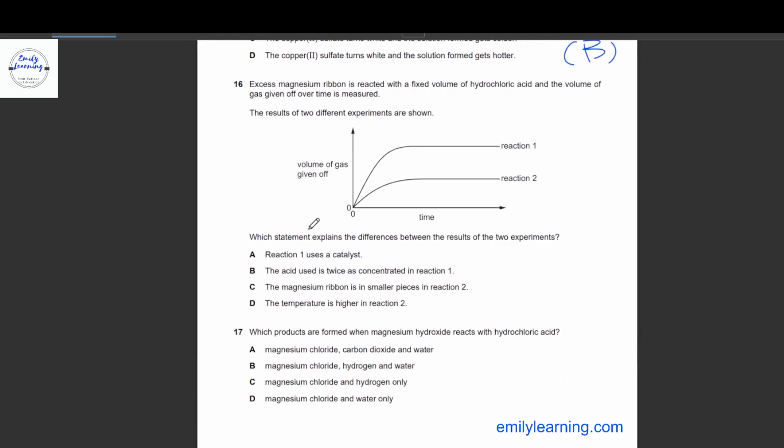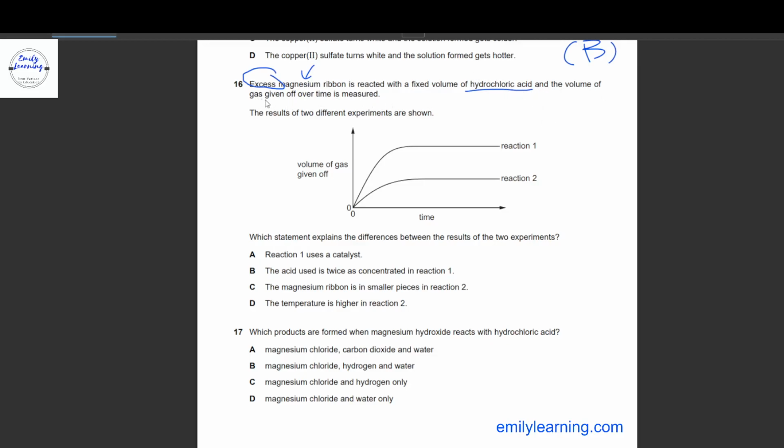Okay, let's move on to question 16. Excess magnesium ribbon is reacted with a fixed volume of hydrochloric acid. So the magnesium is in excess. That means if I add more magnesium later on, I will not increase the amount of hydrogen gas evolved. But if I add more hydrochloric acid, which is the limiting reagent, I'll have more gas being evolved.